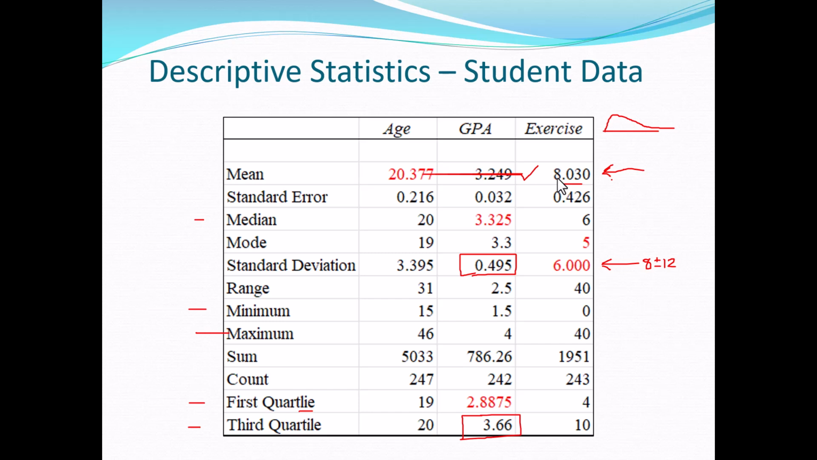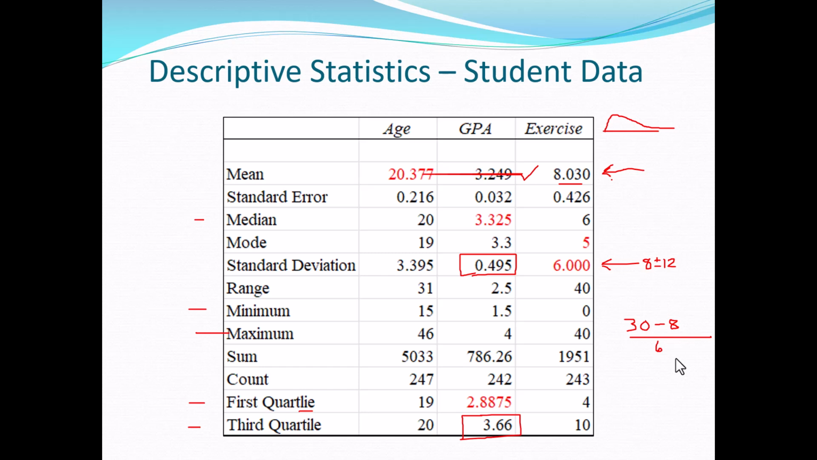Let me do one more thing. What if I told you a student said they exercised 30 hours per week? Would that be considered an outlier? And so what you'd want to do is calculate the z-score for 30 hours per week. This is one way of doing it. 30 minus the mean, that 8 value, and again, it's 8.03, but that's going to be 22 divided by 6. And I'll do the real math here.